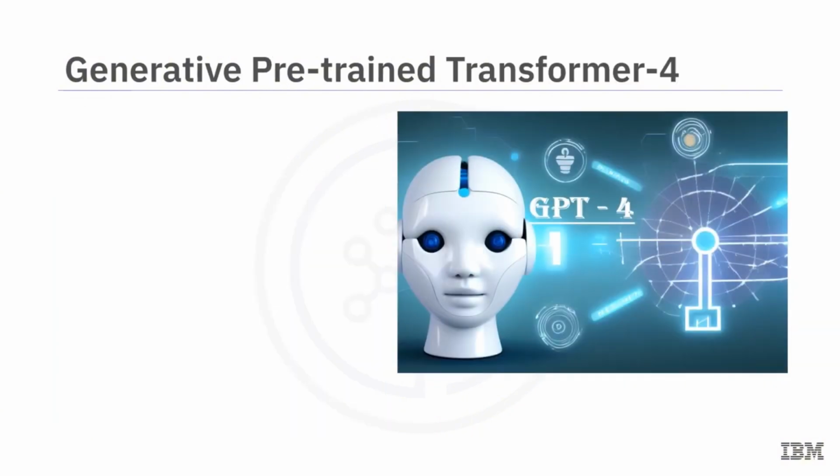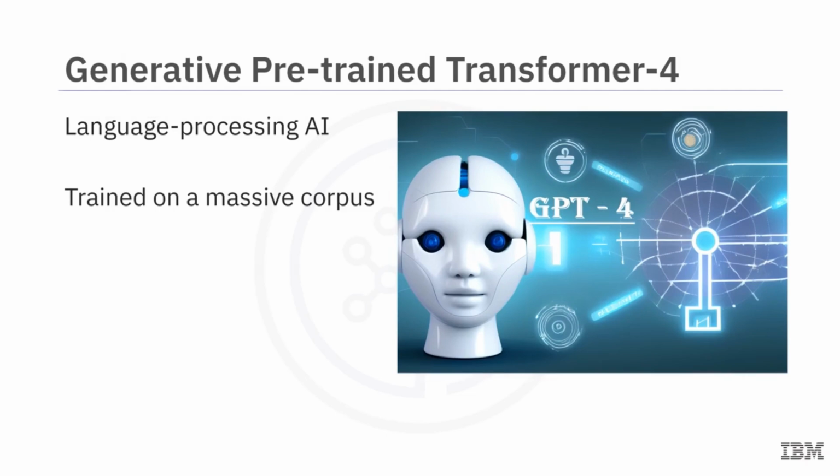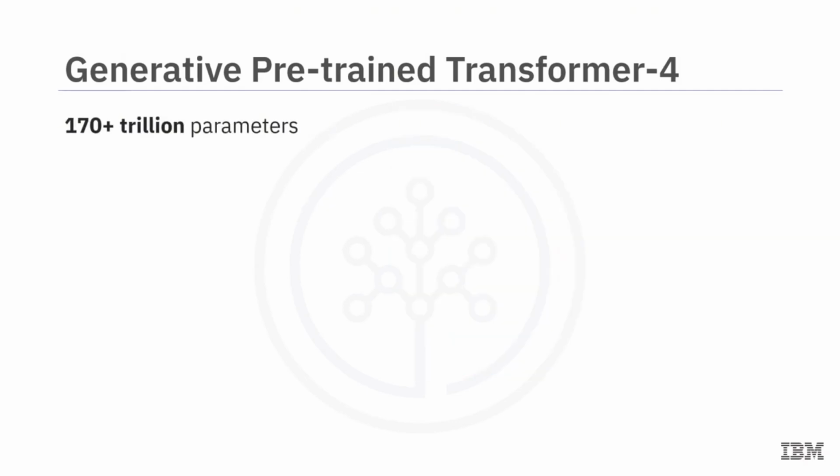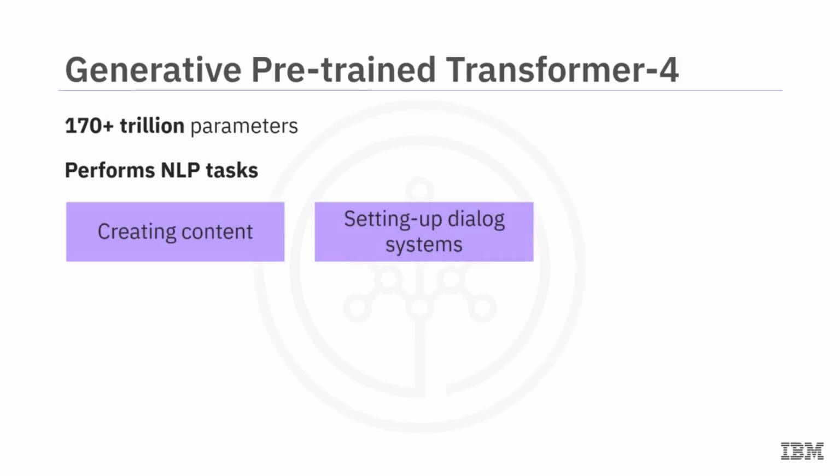For instance, GPT-4 is a language processing AI trained on a massive corpus of text data from the internet, including books, articles, and websites. The model has over 170 trillion parameters. This helps it perform natural language processing tasks such as creating content, setting up dialogue systems, and translating languages.